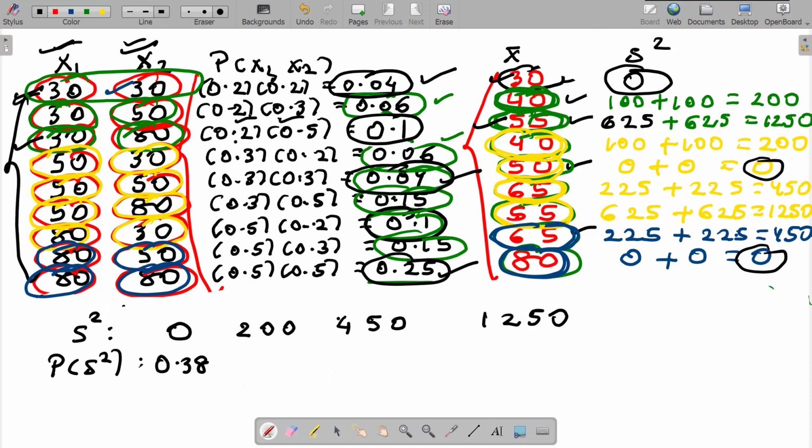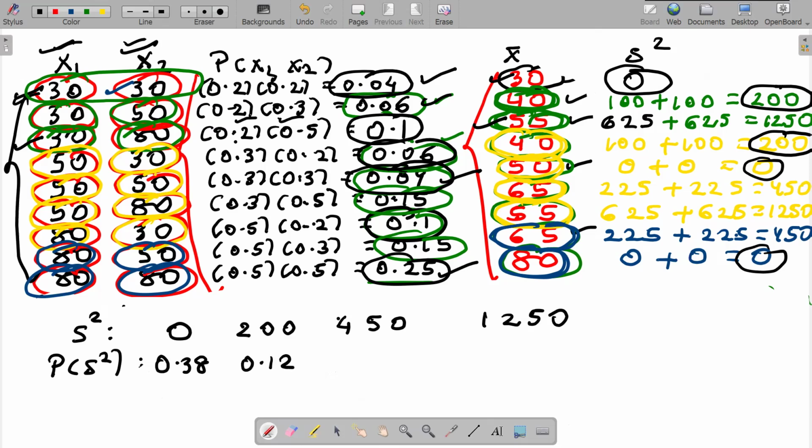What's the probability of S square taking the value 200? So 200 corresponds to the probability of 0.06. Do we have another 200? Yes. This corresponds to again 0.06. So plus 0.06. Do we have another 200? No. So 0.06 plus 0.06 gives me 0.12. So I can erase this and I can write 0.12.